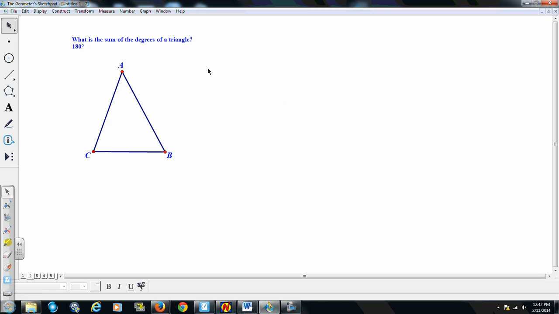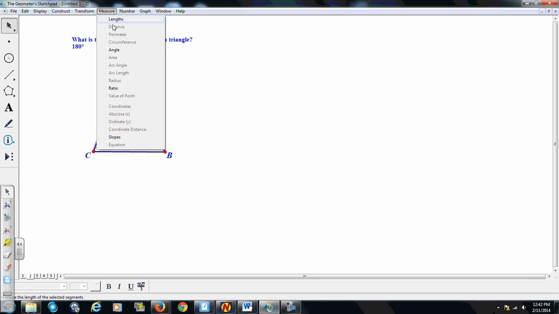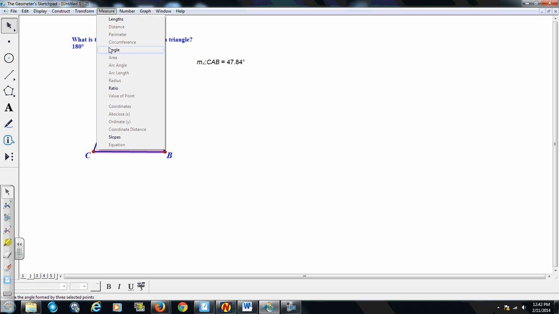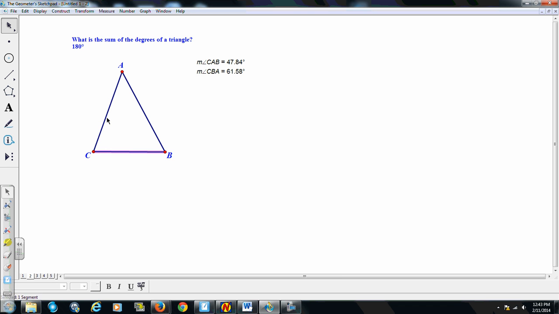Another thing that we need to review is the sum of the degrees of a triangle. We know that if we add angle A, B, and C, we are going to get 180 degrees. So let's look and see what the measure is of each of these angles. We can quickly do that using this program. It's Geometer's Sketchpad. It's a pretty fun program. We're going to measure angle B, and then we're going to measure angle C.